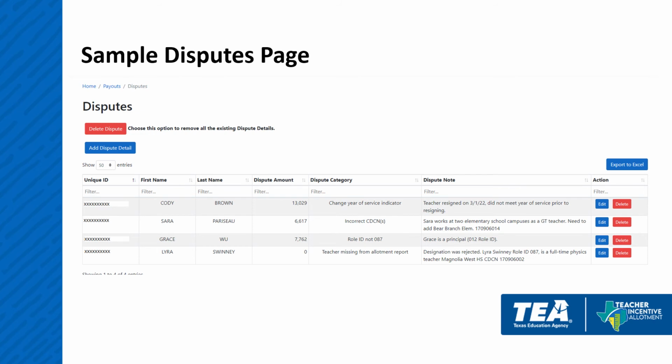Note there's an option to delete all disputes, to add a dispute detail, and then individually you can enter disputes, and I'll show you in just a moment on the next page how to do that. But you can individually enter these, and remember we're correcting teacher level data, and then once entered you can edit or delete them. And this can also be exported for your records.